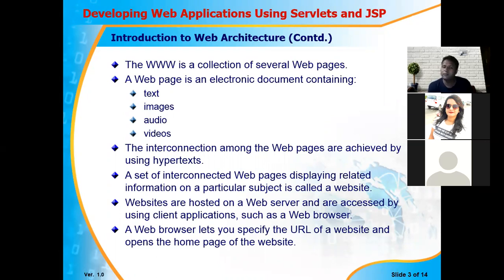A web browser lets you specify the URL. When you open a browser, it asks you to type the website. That is called the URL, Uniform Resource Locator. Suppose you write www.google.com, that name is given only to Google. If I want to create another website and give it the name Google, it cannot happen. So when you host your application, you have to give a name.